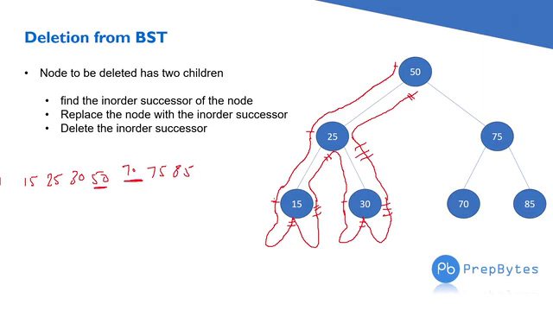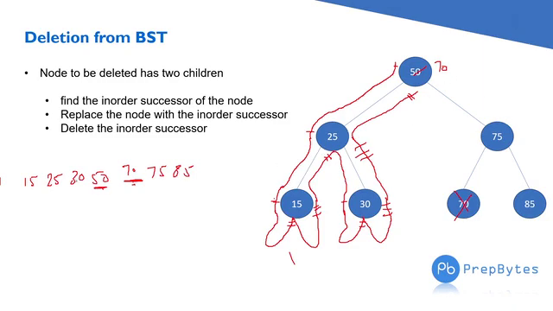So you have to replace 50 with this 70. Okay, so this 50 will be replaced by this 70, that is, here 70 will come and this 70 will be deleted. So now when 50 is replaced by 70, are the properties satisfied? See, all these terms are less than 70 and all these terms are greater than 70. So yes, the property is satisfied.